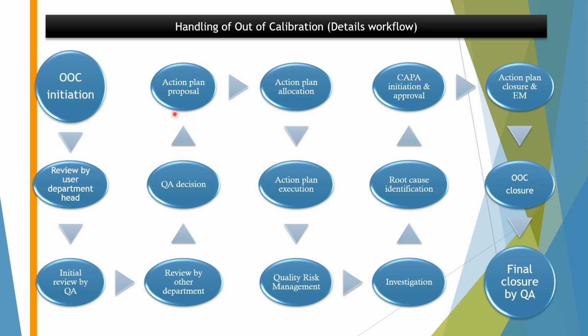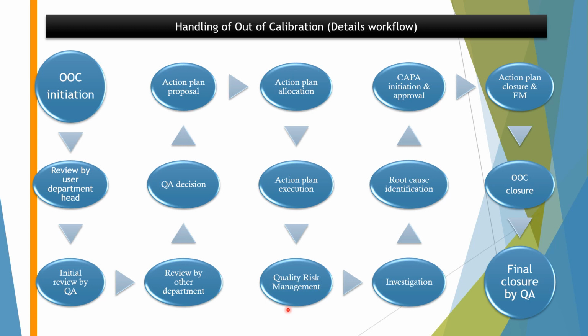Further, the action plan proposal shall be made by the user department head, and then the action plan is allocated to the respective users. Based on the action plan allocation, the action plan shall be executed by the respective user. So your action plan may include various hypothesis plans or other action plans, right? Since it is an out of calibration result, it will have an impact on your analytical instrument performance, right?